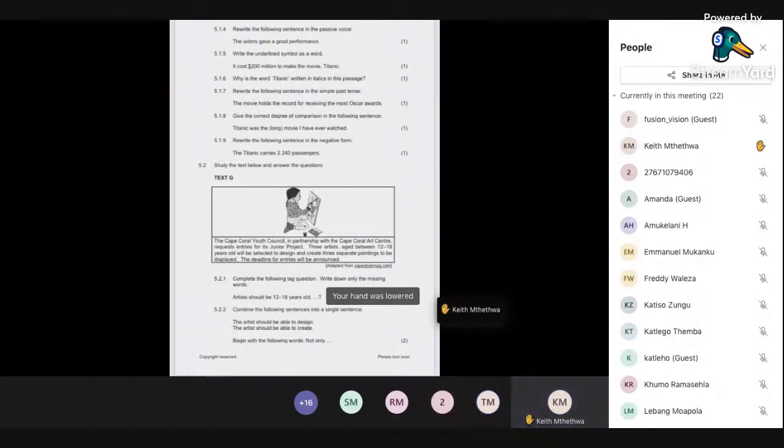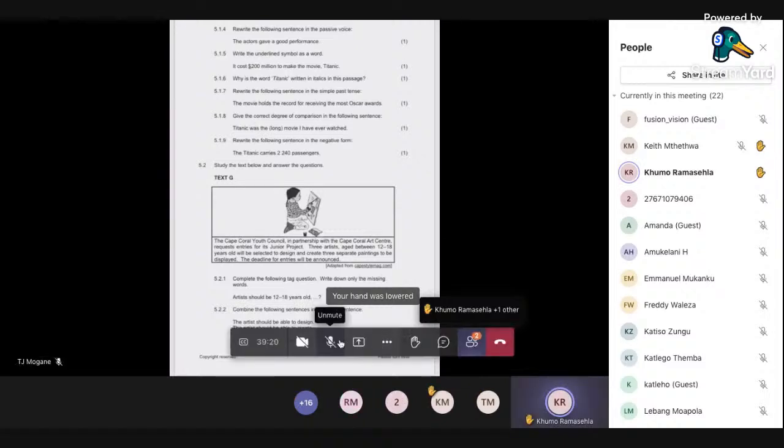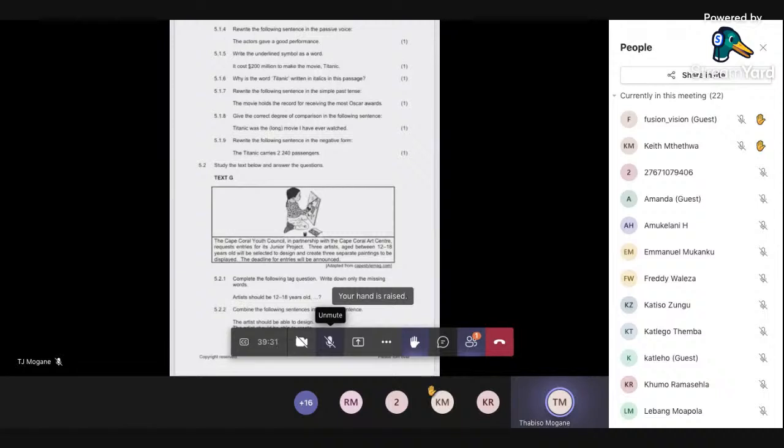Aunt would not be the correct tag. Kumo. Artists should be 12 to 18 years old, right? No. Right is more informal. It's colloquial, so it's not going to make it as an answer. Fusion.